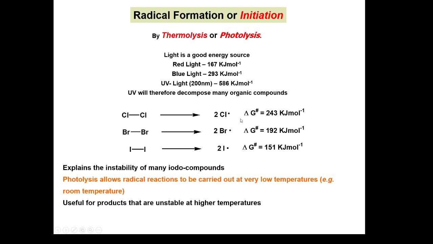Here are some changes in energy for chlorine, bromine, and iodine that would be required to make the radicals. So I would need to put in 151 kilojoules per mole. This is the Gibbs free energy again, 243, 192. So if we just look at it, blue light could be enough to break up chlorine, bromine, and iodine. This is why we don't like using iodine as our alkyl halide, because when the iodine gets attached, it very easily breaks down and becomes unstable.